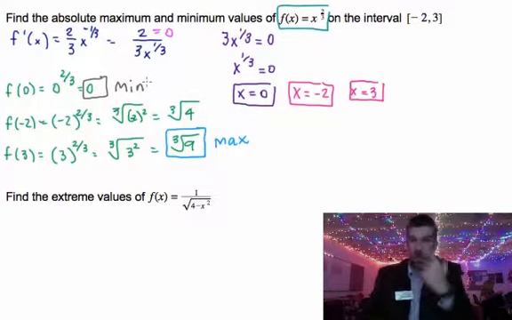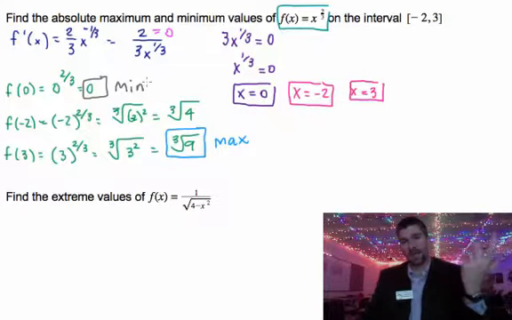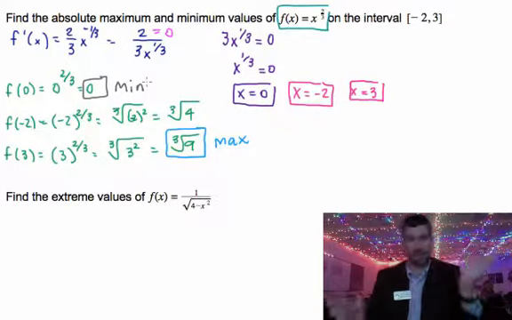So for this particular question, this would be my absolute min and my absolute max. Okay? And you can leave it as cube root of 9. You don't need to solve it out decimally or anything like that. It's totally fine how you've got it.